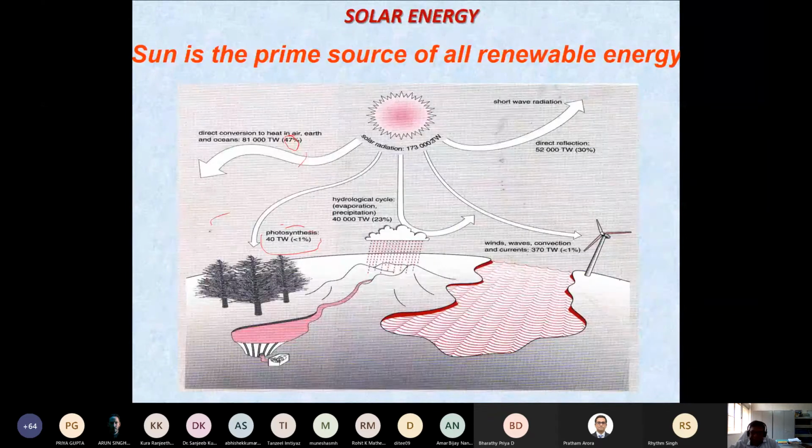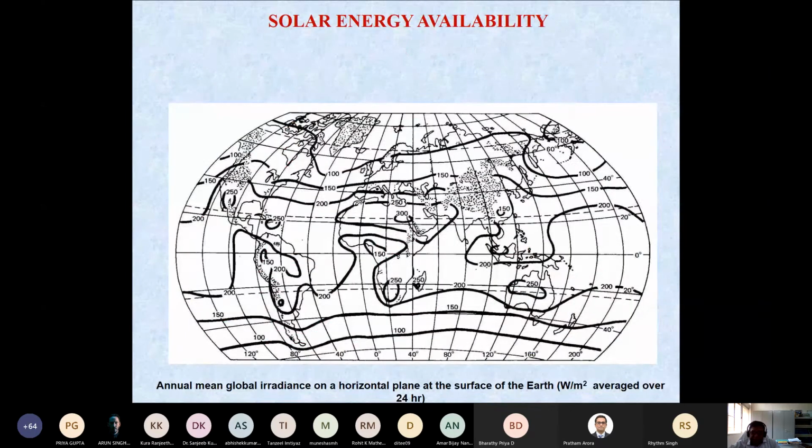Even then, sometimes I tell you that you should not start designing the system without knowing whether the potential is available or not. As far as solar energy in India, we are lucky that we are falling in this belt where the solar radiation is at its maximum, because the maximum is 300 watt per meter square on an average over 24 hours. But we are touching that.